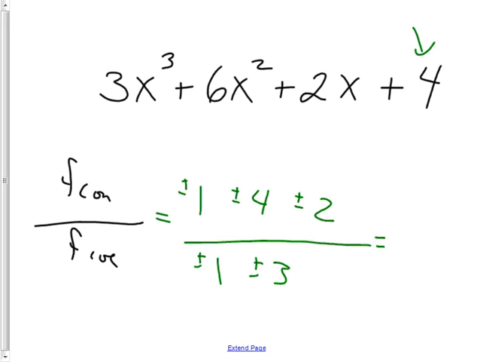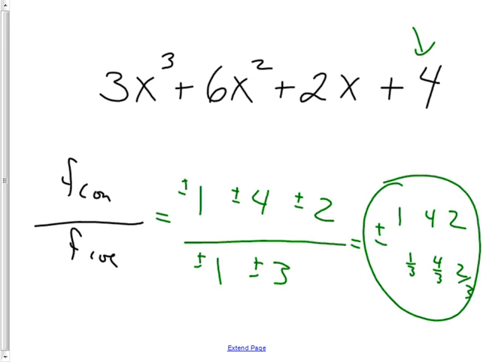So the answer to this is 1 and 4 and 2. But then you have to divide by 3. 1/3, 4/3, and 2/3. Then, don't forget, it's plus and minus of all of those. And I do have a shortcut way that's okay with me. Plus and minus of all those. And I'll get the idea that they're all positive and negative.